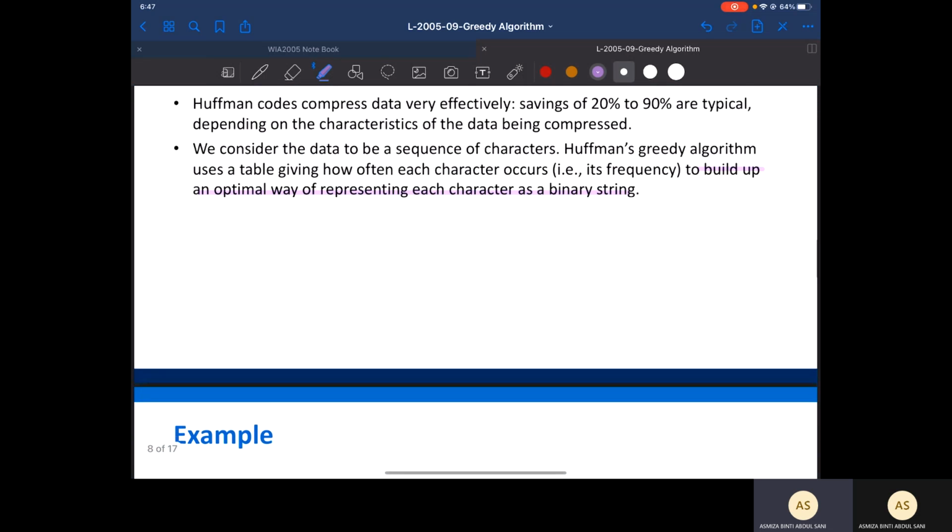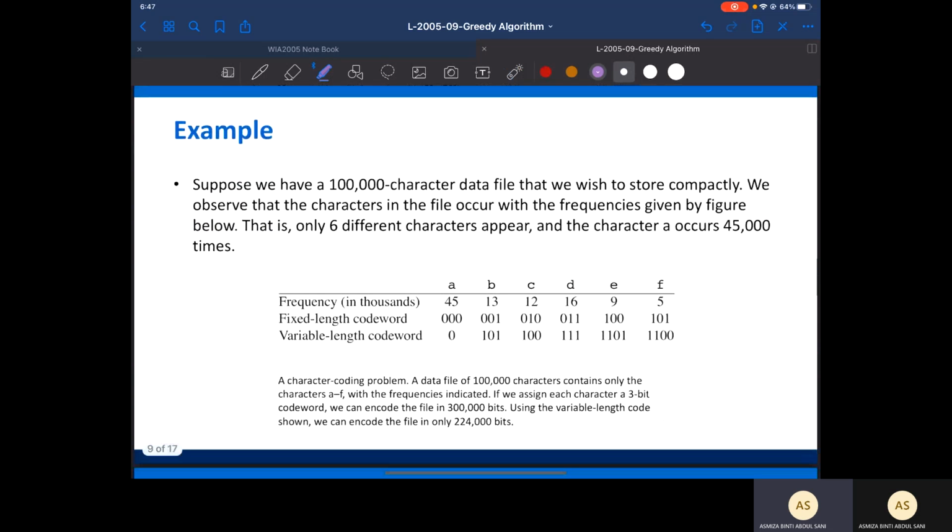Okay, so let's straight away look into the example. Let's say, for example, we have this 1,000-character data file that we wish to store.